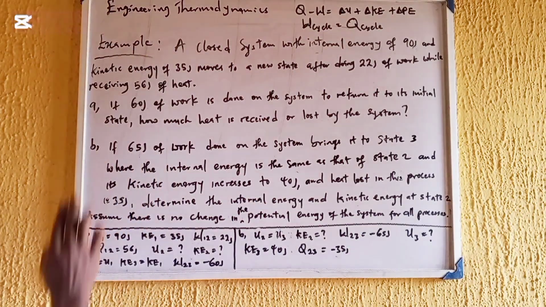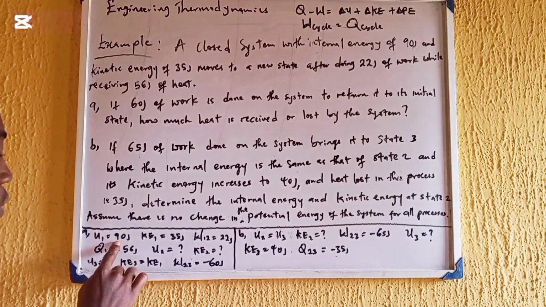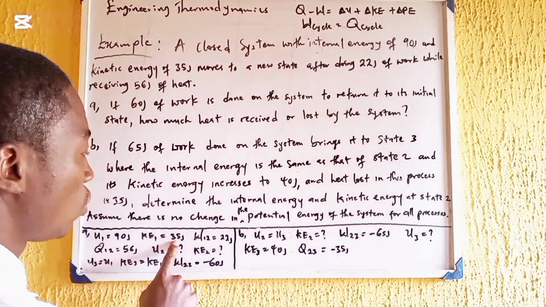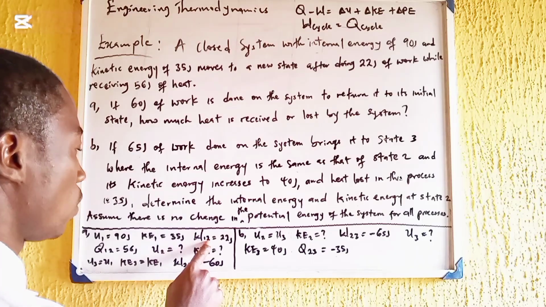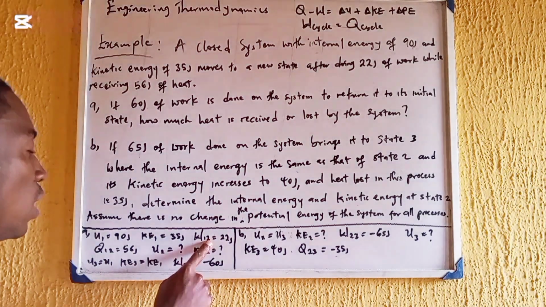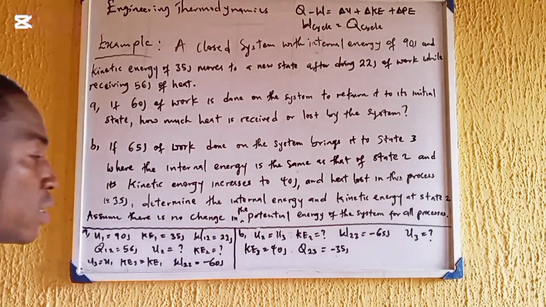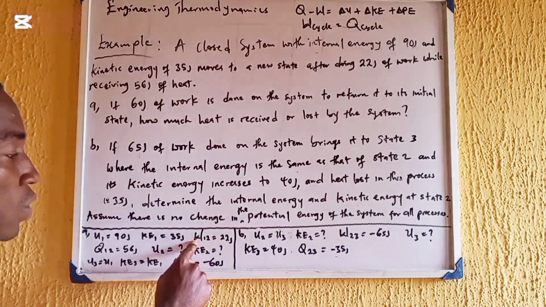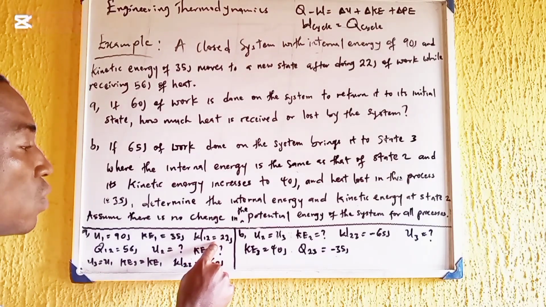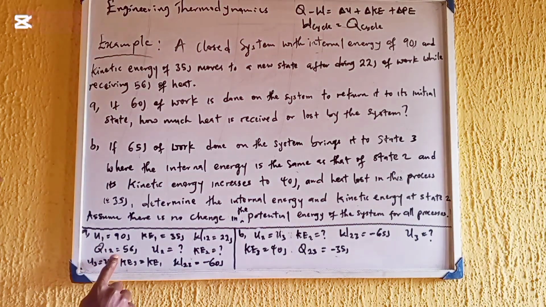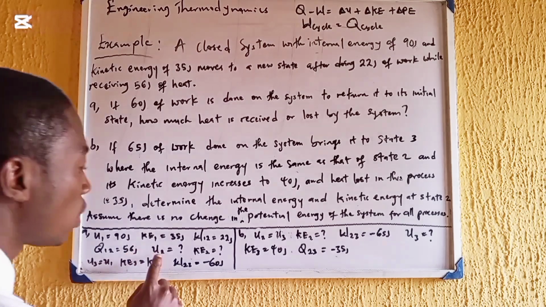Now, for the first part, we are having U1 is equal to 90 joules. KE1 is equal to 35 joules. Work 1, 2. Now, we didn't say 1 or 2 because work is a process, likewise heat. So it's a process between two states. So work 1, 2, that's the work between state 1 and state 2, is equal to 22 joules. Heat 1, 2 is equal to 56 joules.